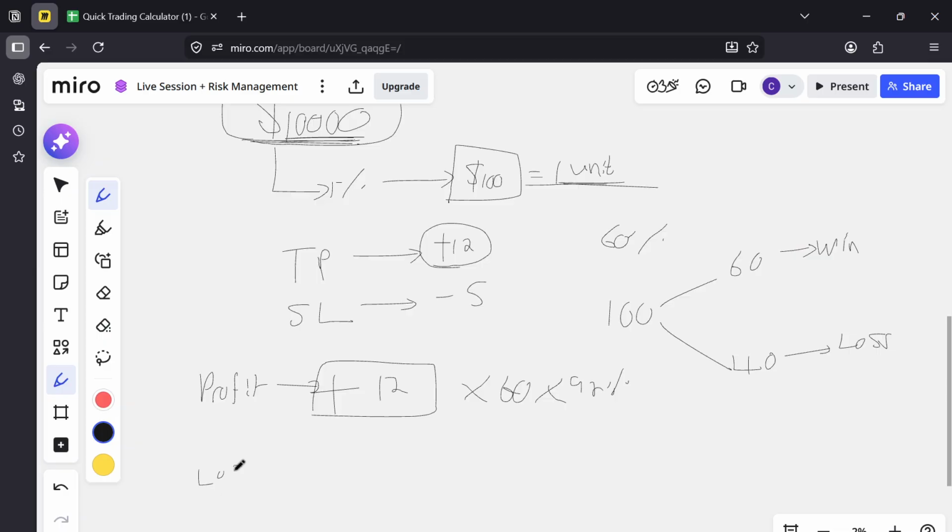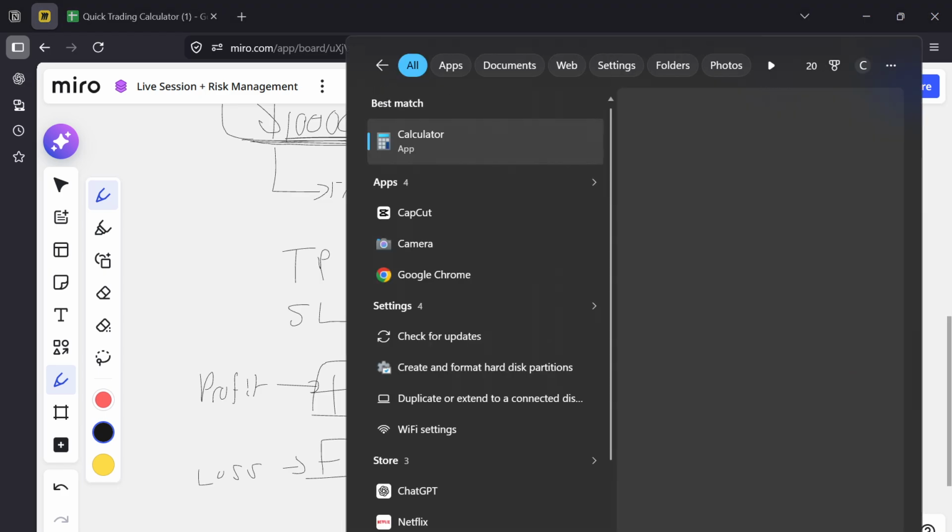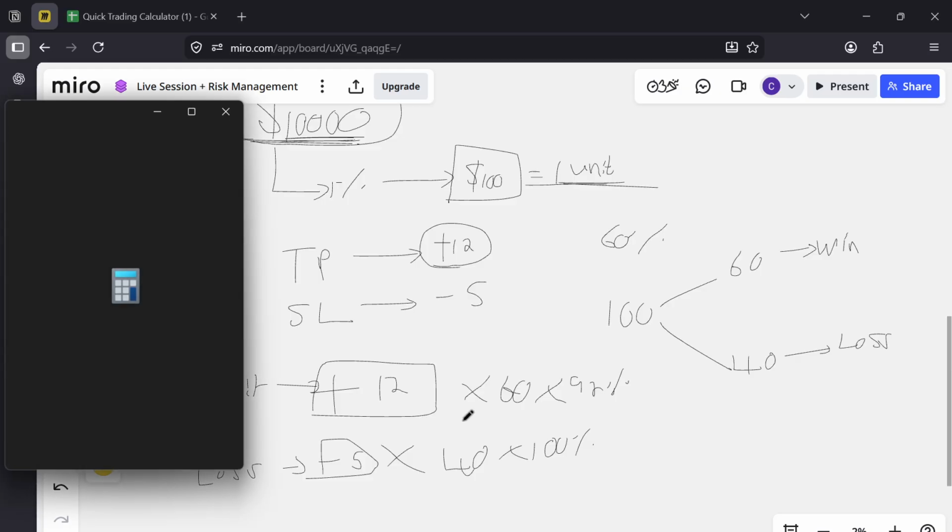Now, the loss that you have would obviously be the minus 5 units. So the minus 5 units that we would make here, if you multiply that by the 40 losses that you would have over 100 sessions, times by losing 100%, if you check the difference between these two, you will see that you will always end up in profit, right?